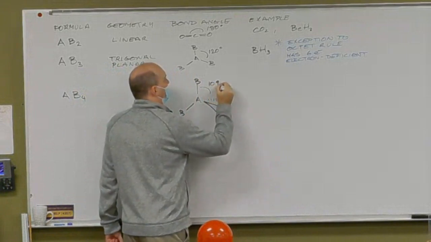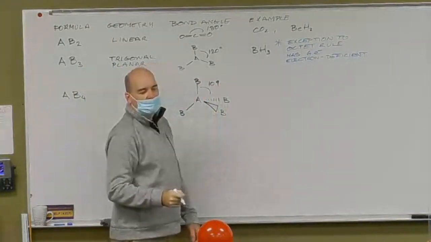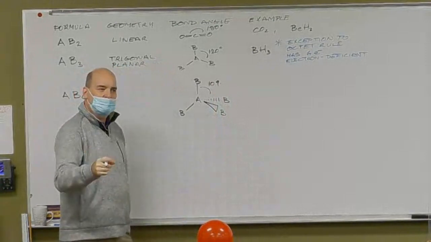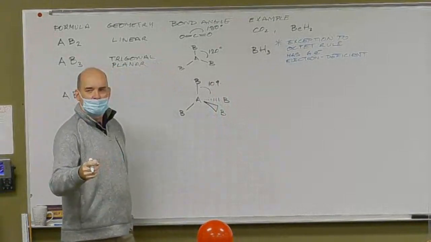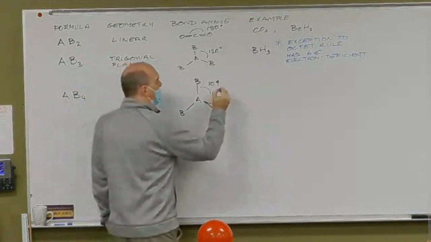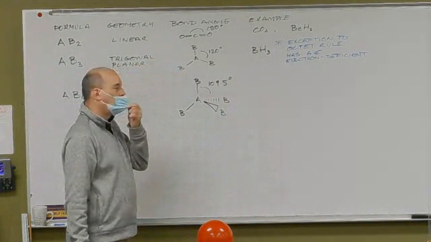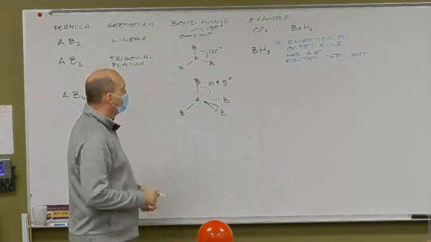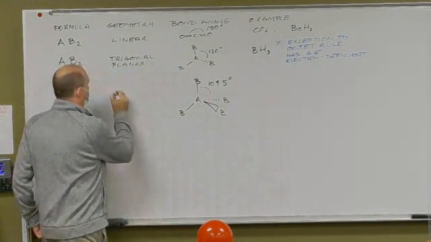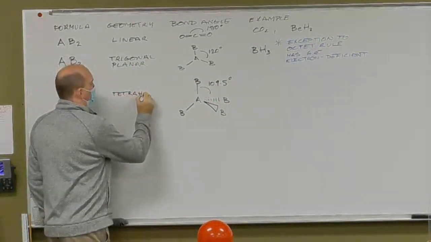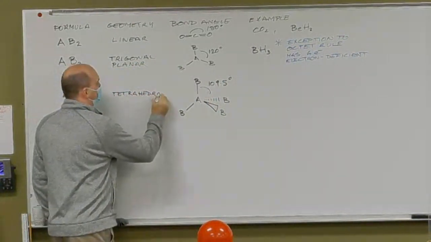All of those angles are 109. The actual angle is 109.45. So some books round that down to 4, and some books round it up to 5. Let's just make it easy. All of those angles are 109.5. This is called tetrahedral.